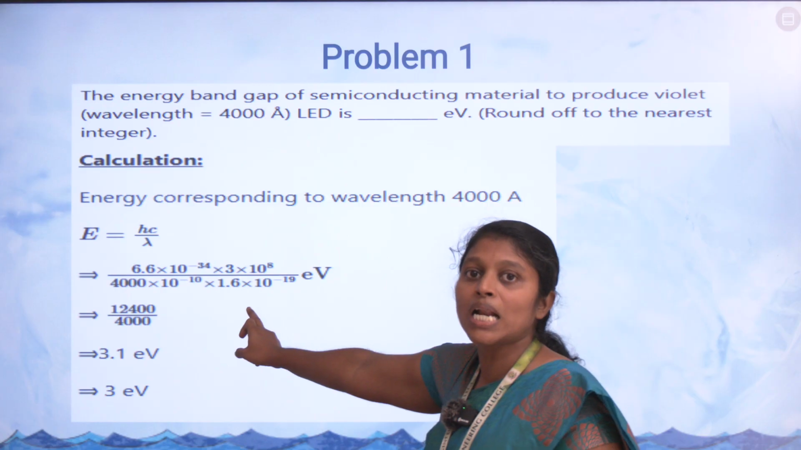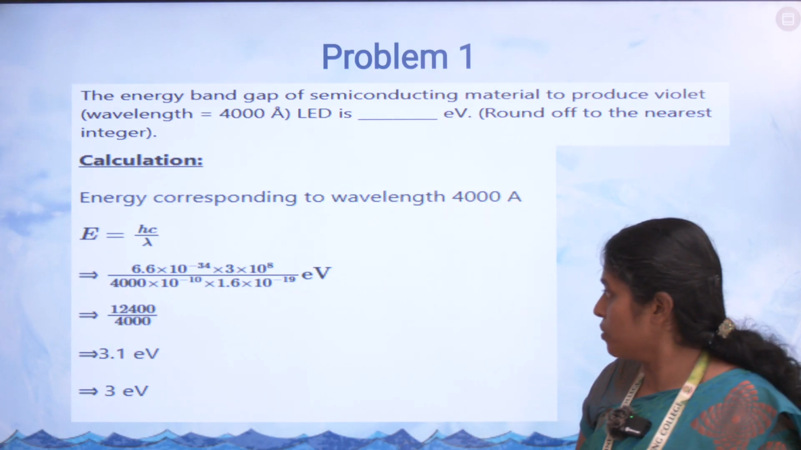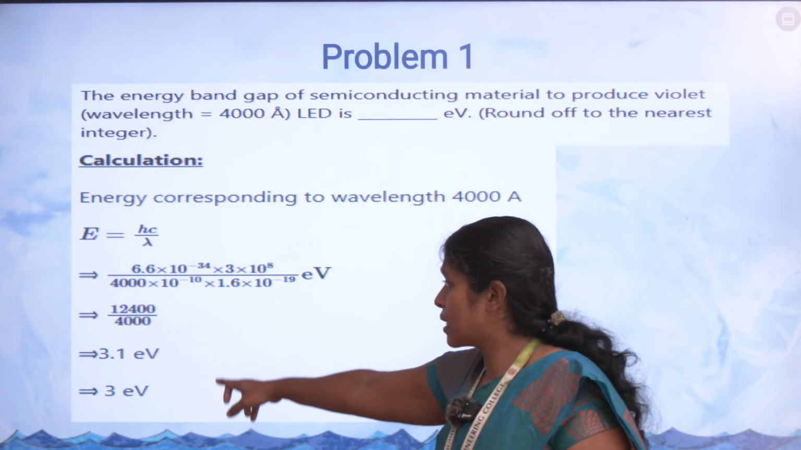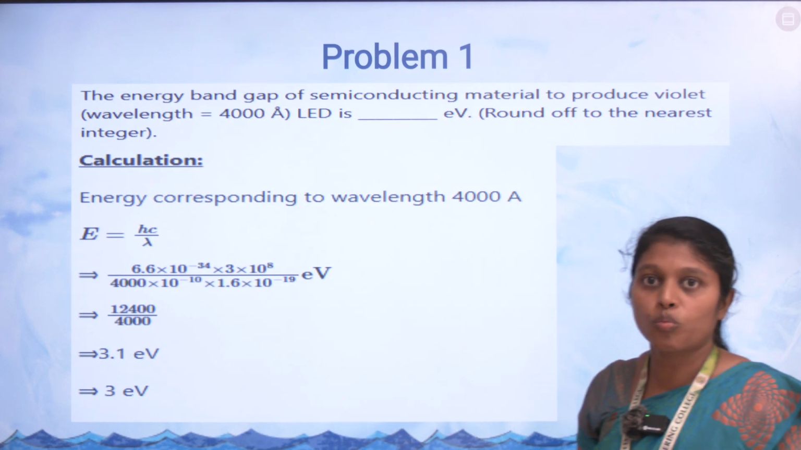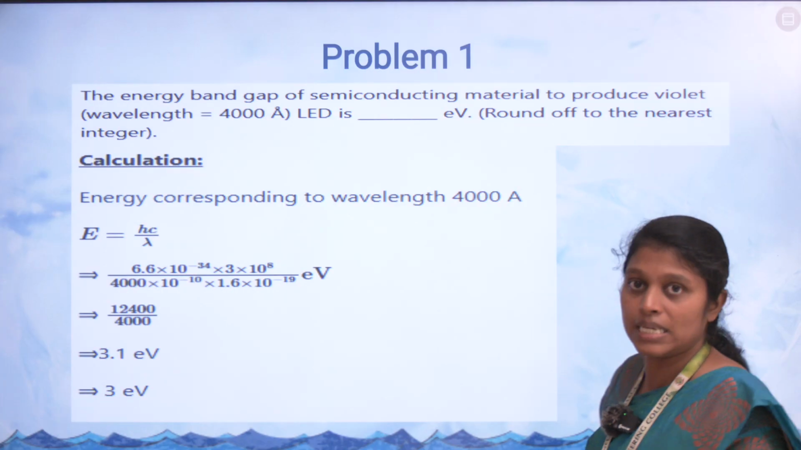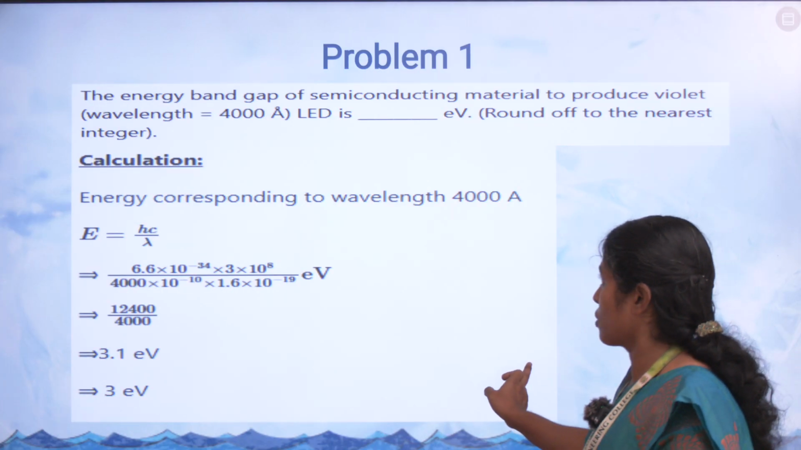To calculate it in electron volts, we divide by that Coulomb value. After calculation, we get 3 electron volts as the energy of the LED. The LED is given as 3 electron volts.